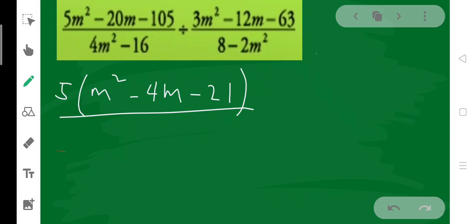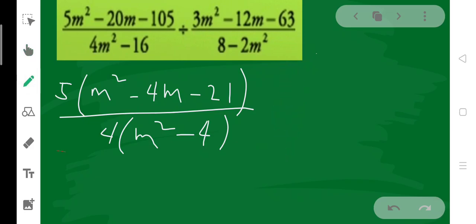All over. The common factor of 4m squared minus 16 is 4. So the other factor would be m squared minus 4. Okay, why? Because 4m squared divided by 4 is m squared. Negative 16 divided by 4 is negative 4. So for this one, we're going to get the reciprocal as well as the factored form.